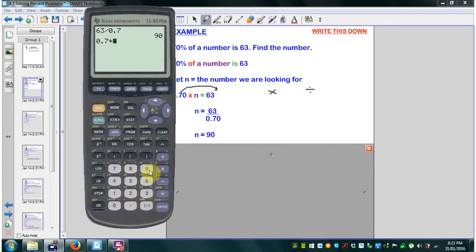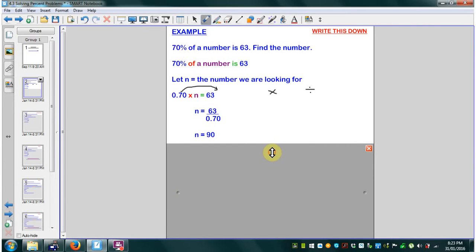0.7 of our 90, or times 90, equals 63. It is indeed right. Okay, so that's our first example. A little bit complicated the way we set it up here with our algebra, but once you get a few more examples in, you'll see how easy it is and how it always follows the same pattern. Okay, make sure you have this written down. When you're ready, we'll move on.